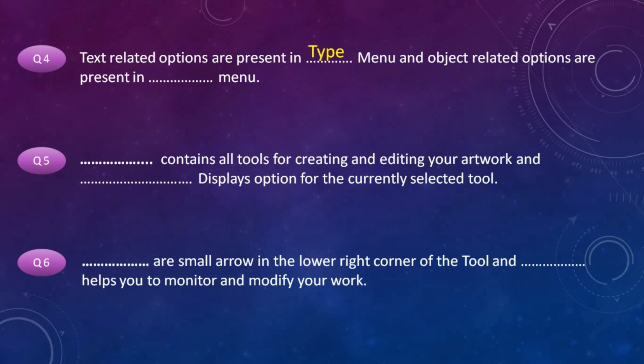The answer for this question, text related options are present in type menu and object related options are present in object menu. The toolbar contains all tools for creating and editing your artwork and control panel displays option for the currently selected tool. Flyouts a small arrow in the lower right corner of the tool and panels help you to monitor and modify your work.